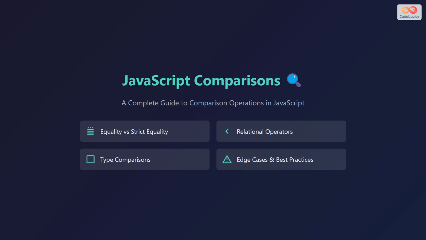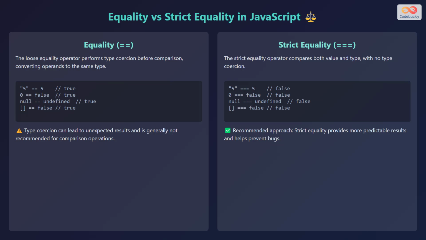Welcome to a complete guide on comparison operations in JavaScript. In this video, we will explore the different ways you can compare values in JavaScript. We will cover equality versus strict equality, relational operators, type comparisons, and common edge cases along with best practices. Let's start by understanding the difference between equality and strict equality.